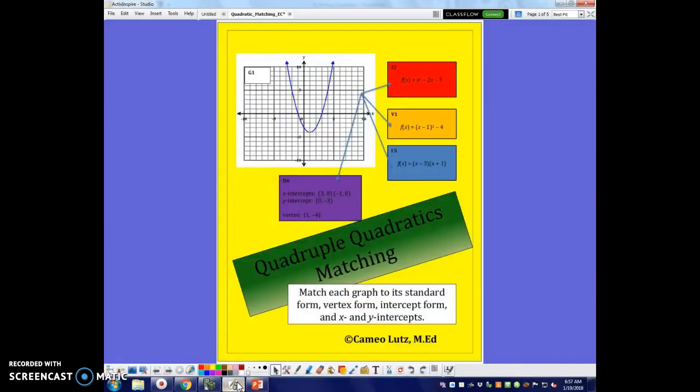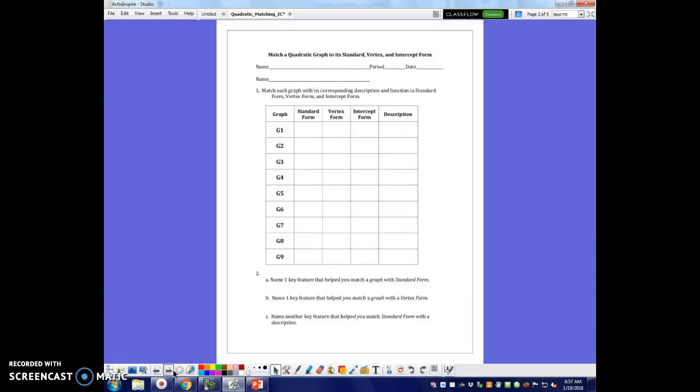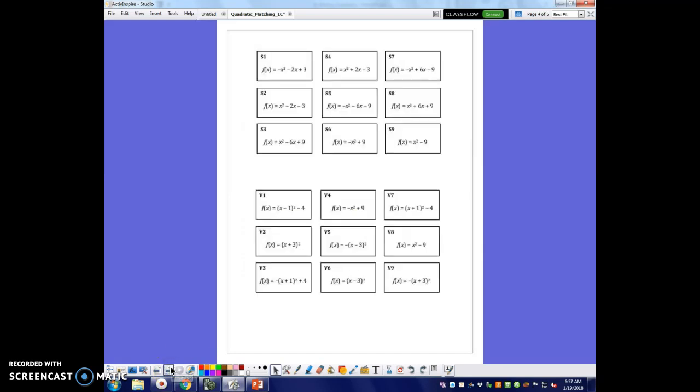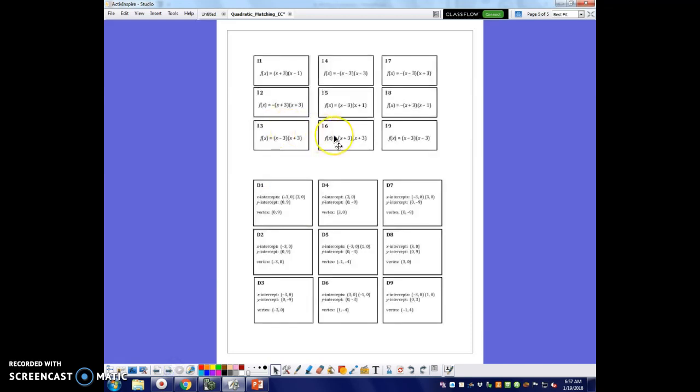All right, so your activity today, what you're going to do is you're going to have a graph, and you're going to need to match up everything to that graph. So match up the standard form, the vertex form, the intercept form, and then the description. This is the page, and I want you to put your name, period, and date. Forget the second name, because you're all doing it yourself. It says graph G1, so you're going to go to graph G1. That's what you're looking at. You need to find the standard form, the vertex form, the intercept form, and the description.